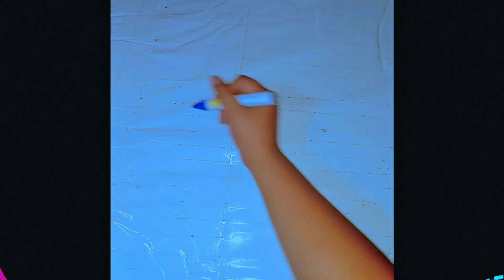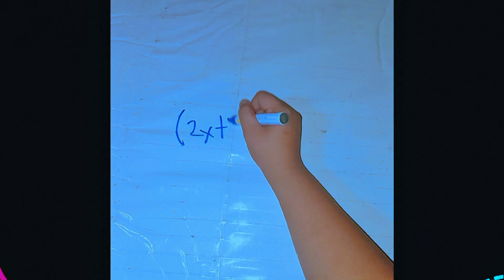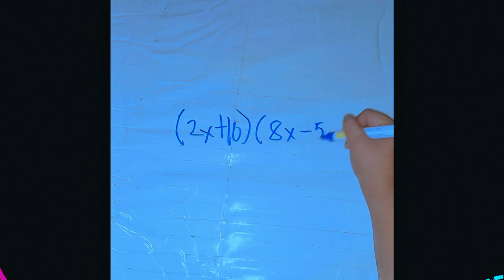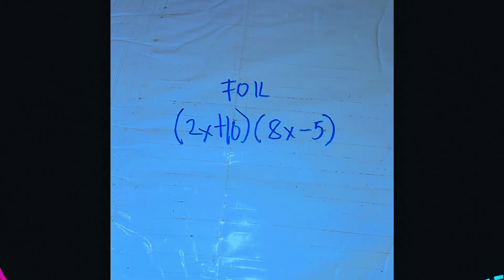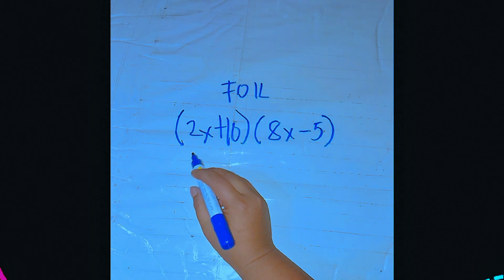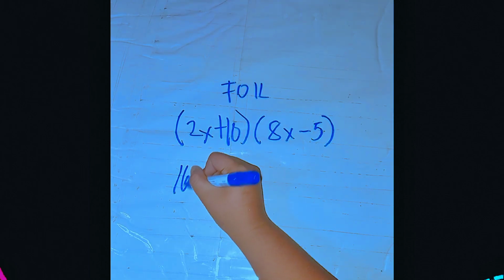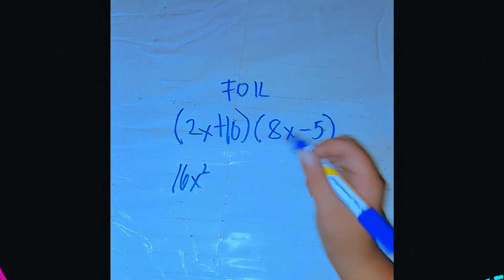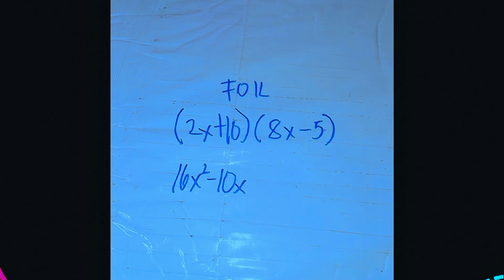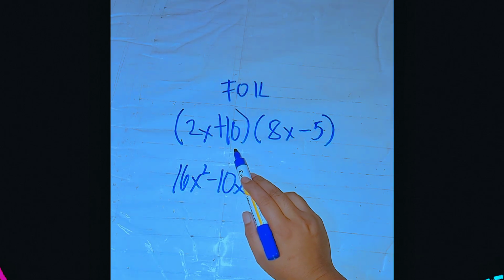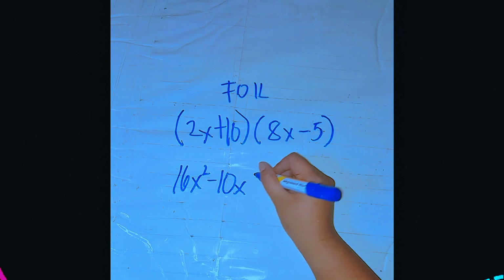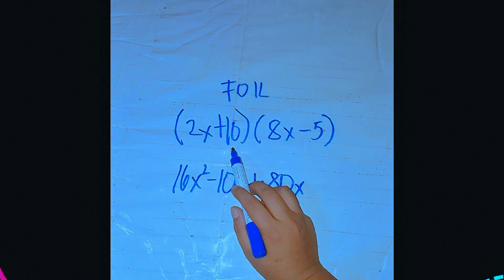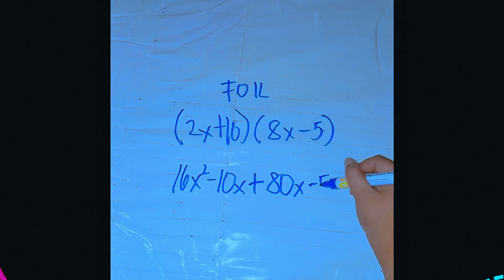So easy, right? Now let's proceed to multiplying two binomials. Let's say we have 2x plus 10 multiplied to 8x minus 5. Using the FOIL method, we have first the first terms. 2x times 8x is equal to 16x squared. Then the outer terms, 2x times negative 5 is equal to negative 10x. The inner terms, positive 10 times 8x is equal to positive 80x. Then, the last term, positive 10 times negative 5 is equal to negative 50.